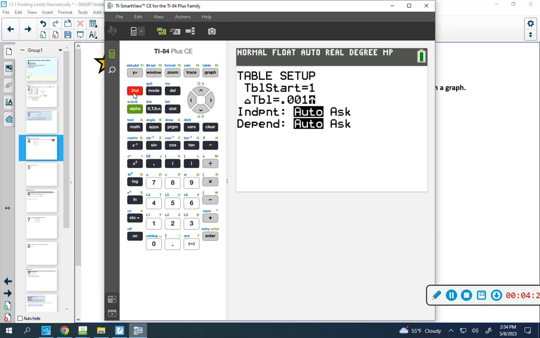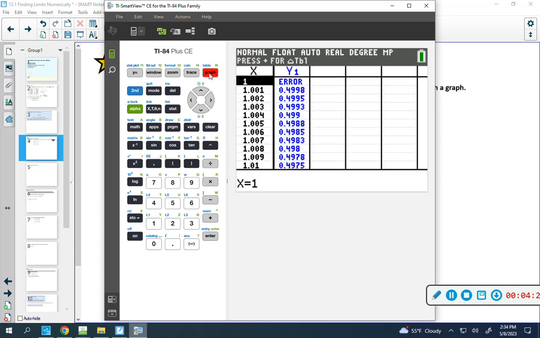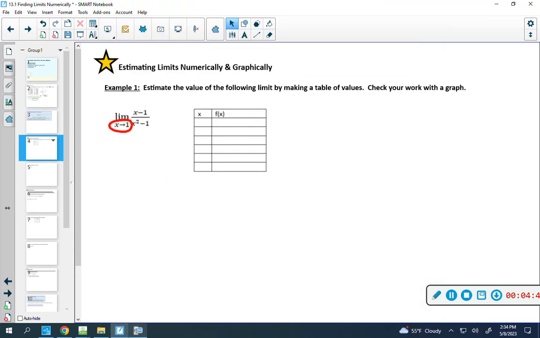So now when I hit second graph and pull up the table, we can see all our very lovely decimals. And obviously we can scroll. So I'm looking at the y coordinates. As I approach 1 from the left side, that looks pretty close to 0.5 to me if I had to call it. And if I approach 1 from the right side, looks like 0.5 to me. I would summarize this all as 0.5.